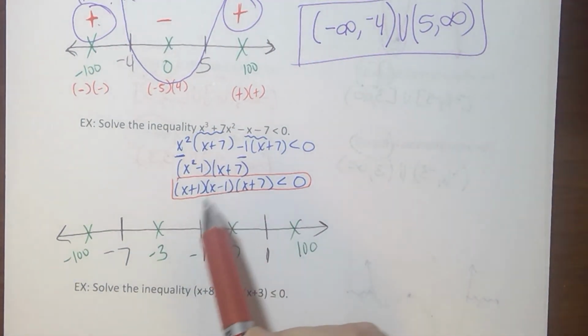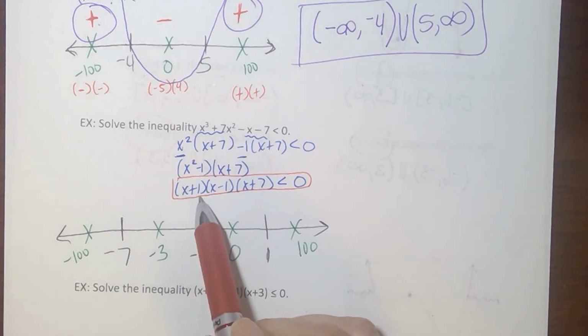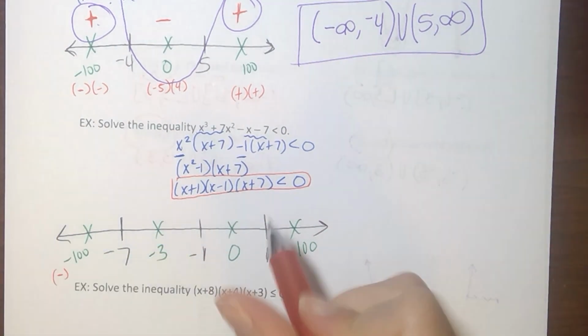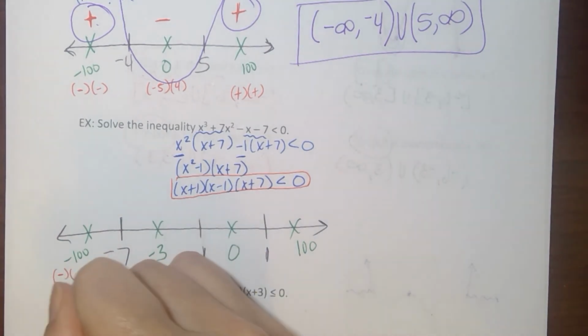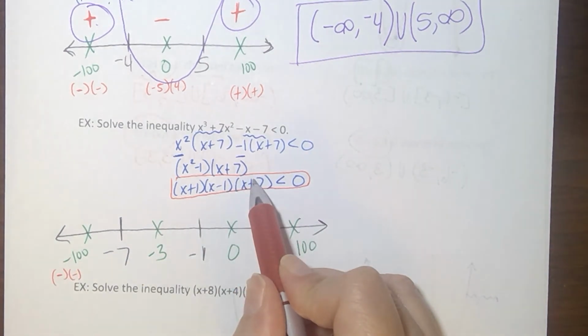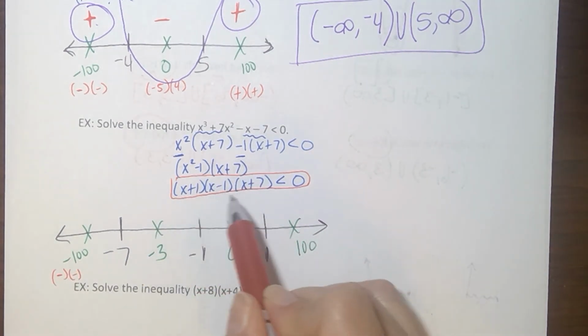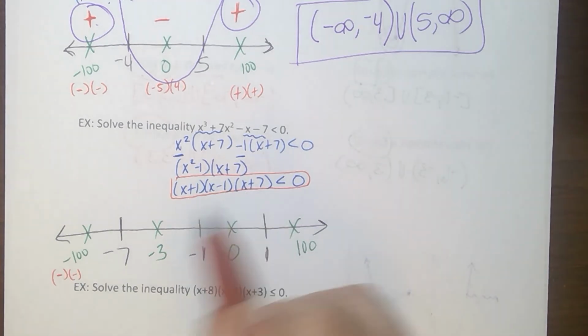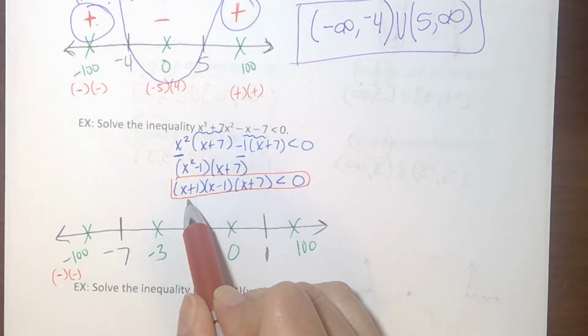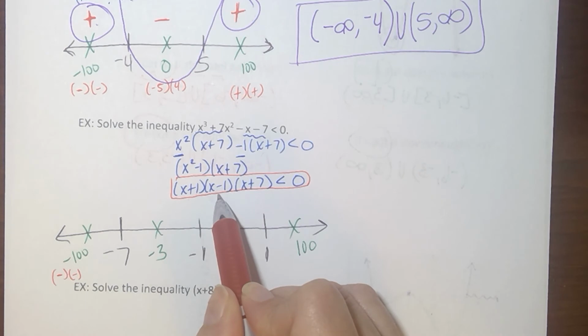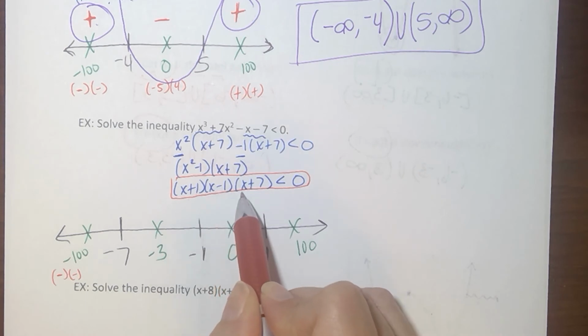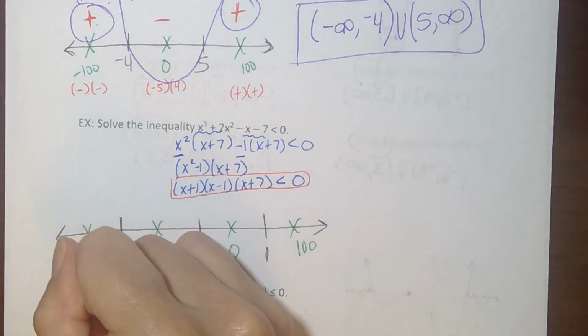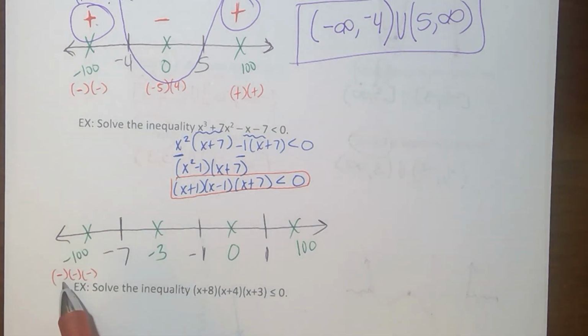So if I plug in a negative 100, that's a negative, that's a negative, and that's a negative. Negative 100 plus 1, negative 100 minus 1, negative 100 plus 7. All those give me negative sums. And when I multiply a negative times a negative times a negative, I get a negative. So that interval is negative.